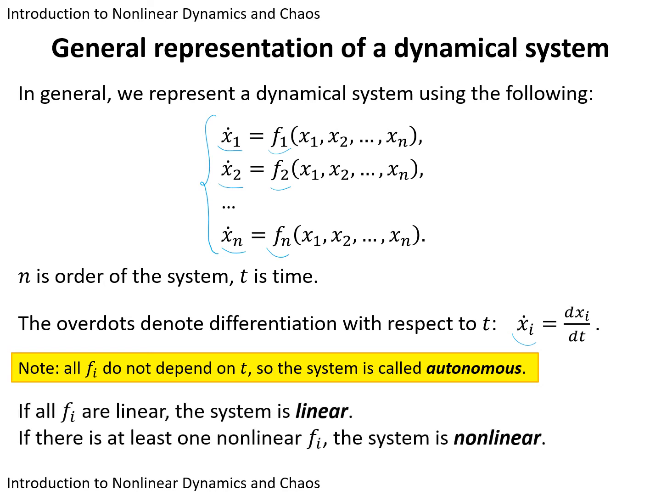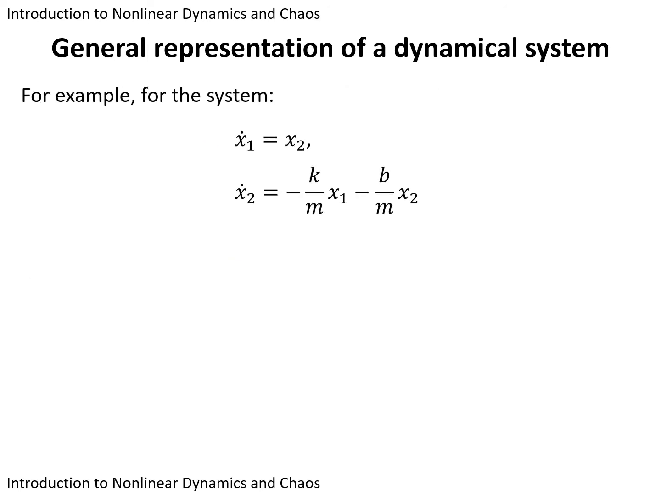If all fi's are linear, then we can say that the system is linear. If there is at least one nonlinear fi, then the system is nonlinear. For example, we studied this system, and what we see is a linear system because the expressions of the right-hand sides are linear expressions.